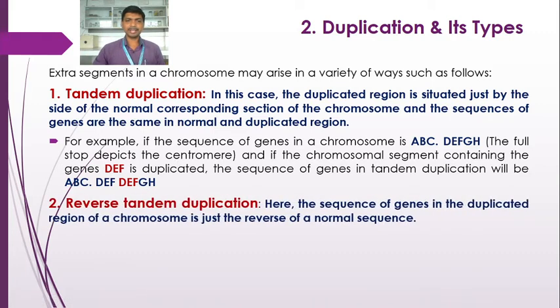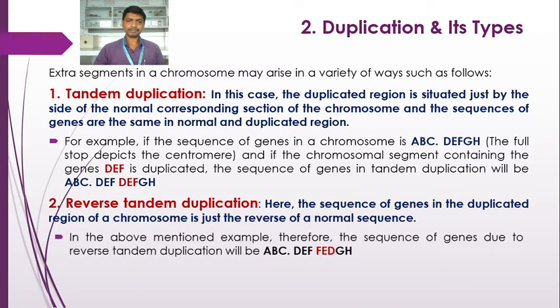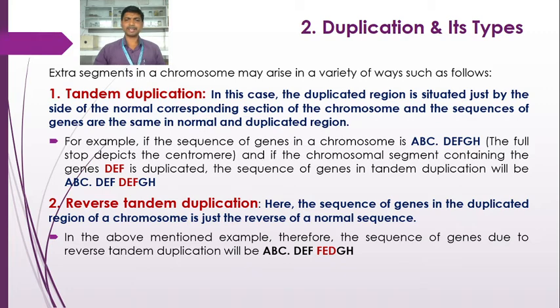Another type is the reverse tandem duplication. Here the sequence of the genes in the duplicated region of a chromosome is just the reverse of the normal sequence. Here the duplicated region is D, E, F. In the above mentioned example, the sequence of the genes due to reverse tandem duplication will be A, B, C, full stop, D, E, F, but the duplicated section has been reversed, that is F, E, D, G, H. So the sequence of the genes where the duplication occurs is reversed.